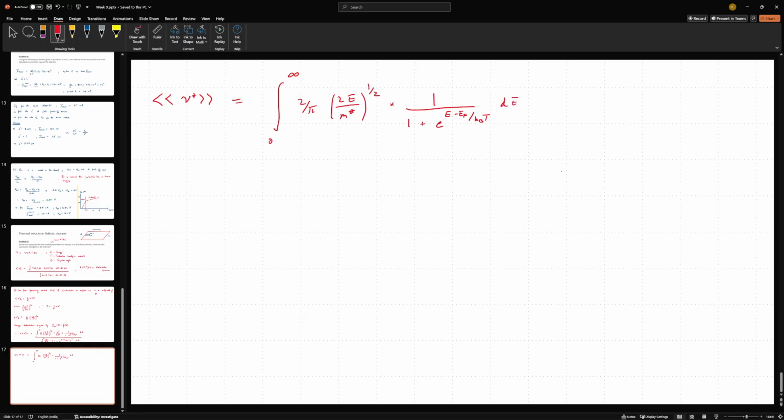dE. Now I'm going to make the following substitution. I'm going to say E upon kBT is eta, therefore dE is kBT times d eta, and additionally, along with this, I'm going to say EF upon kBT is equal to eta f. And you can guess where we are going with this. Okay, so this is my change of variables.